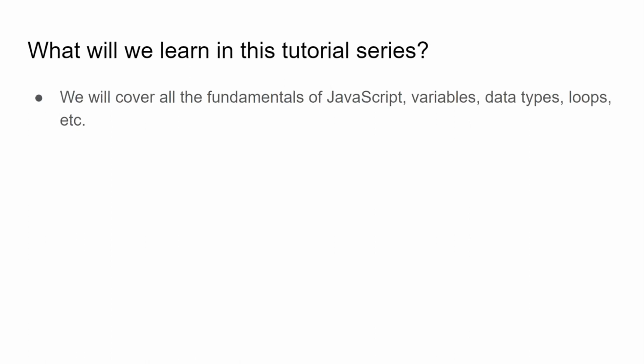So what will we be learning in this series? We'll be covering all the basics together. So we'll be learning about how to use the console, variables, the different data types in JavaScript, so strings, Boolean, numbers, arrays, objects, etc., loops, part of control flow. So that's what we have to look forward to in this tutorial series. So let's begin our journey together.